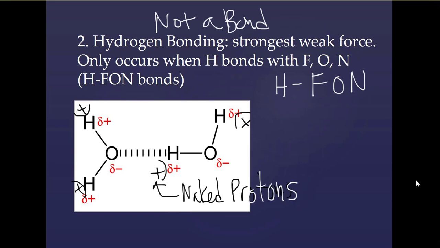The hydrogen bond occurs between the oxygen or fluorine or nitrogen of one molecule and the hydrogen of another. So this right here is the hydrogen bond. Notice what it isn't. It's not between two hydrogens. It's between the very electronegative atom, fluorine, oxygen, or nitrogen of one molecule and the hydrogen of another.